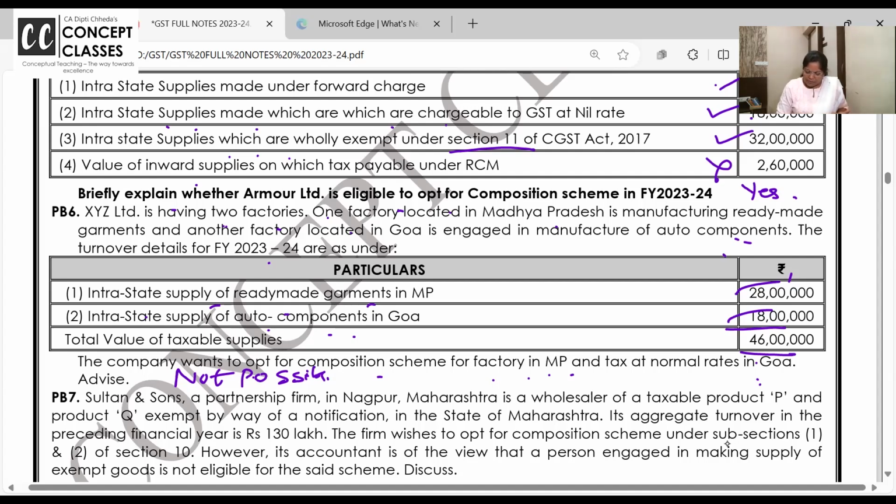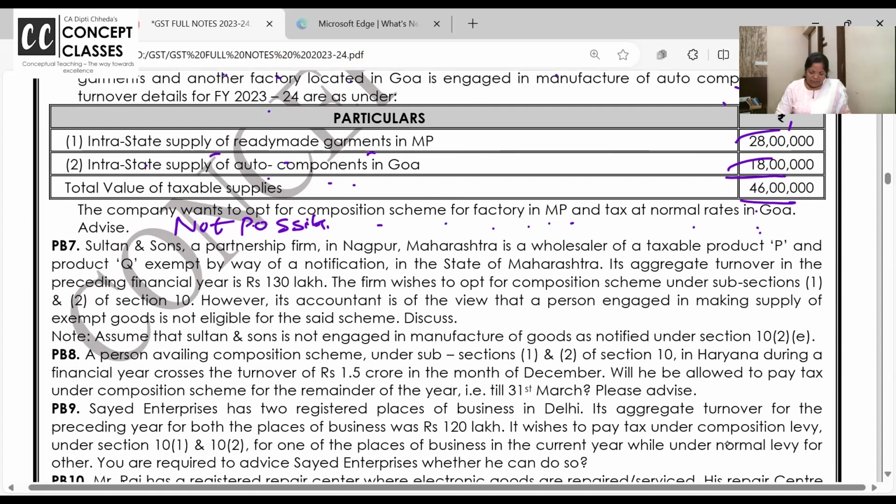So it's not possible to go for composition scheme for one. Now you can't just write not possible. You have to write that either XYZ Limited should opt for composition for MP and Goa both units, or they have to opt out. They can't do one this and one that.